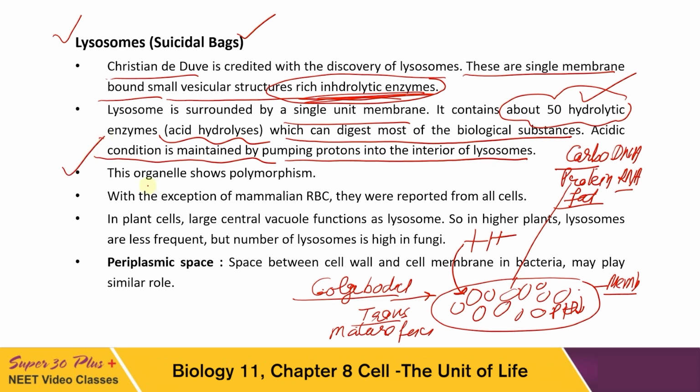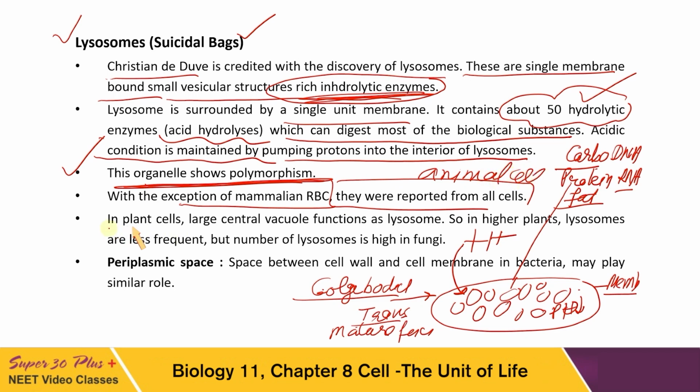The point here is that these organelles show polymorphism. You have to see what we mean by polymorphism; in the next slide I'll tell you. With the exception of mammalian RBC, they are reported in almost all cells. That is, very frequently these are found in animal cells.